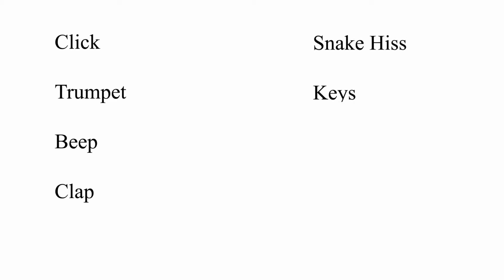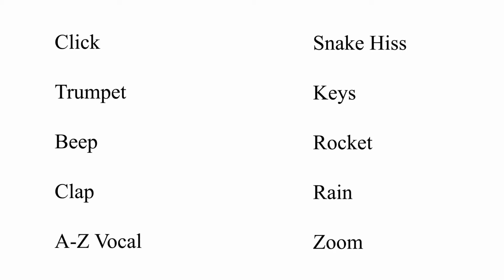the screen, the trumpet sound that plays when the user wins a game, the beep sound for every time a user submits a wrong answer, the clap sound for every time the user submits the right answer. The snake, keys, rocket, rain, and zoom sounds will be used during the mini games. Finally, there is a vocal sound of the alphabets from A to Z. The corresponding sound of the letter that is shown will be played.